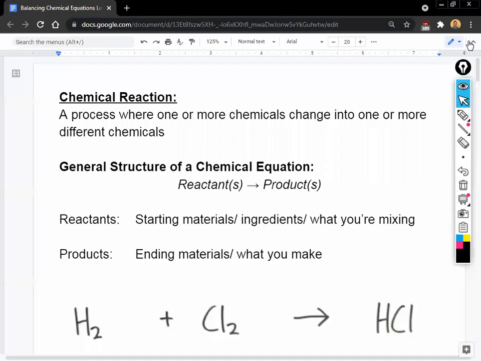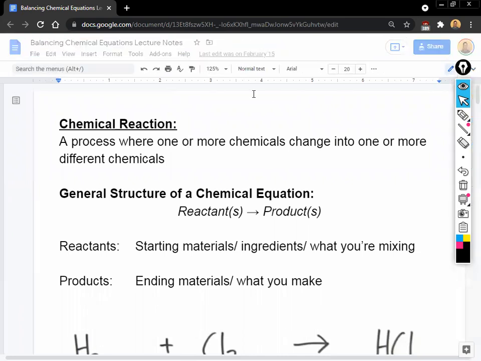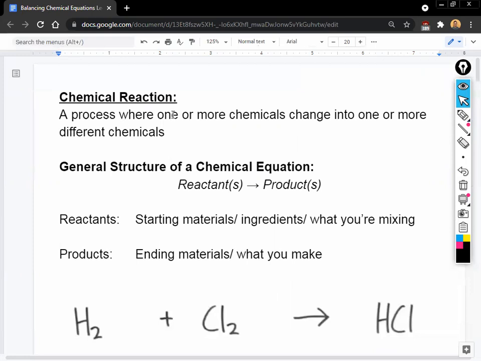So if you guys take a look at today's assignment, it's going to be called Balancing Chemical Equations, okay? Before we get started on the new topic, we're going to go over some information we learned before. I'll tell you guys what to write down, what not to write down. You don't need to write this first part down. You already should know this, but a chemical reaction is where you turn one chemical into a different chemical. That's pretty much what it is. We've talked about this already.